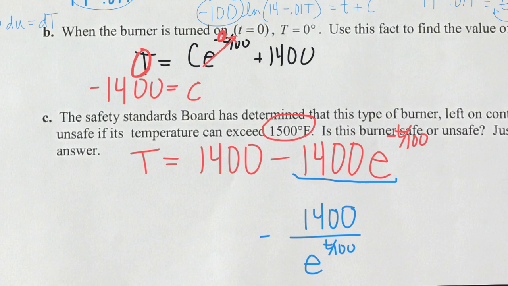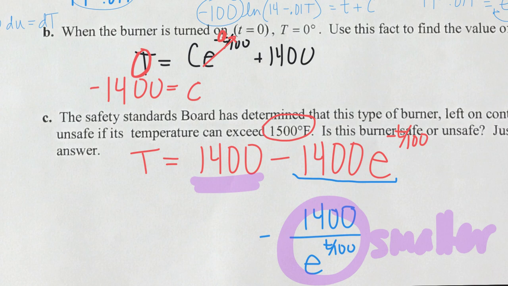Now let's just think about this for a second. E to the t over 100, after 100 whatevers, this is going to be e to the first power, so 1400 over e, and then maybe t is 1000, so that's 1400 over e to the 10th. So your denominator is getting larger and larger, and your numerator is staying the same. So this term is getting smaller and smaller. So it's 1400 minus something that's getting smaller, which means 1400 is going to be the maximum that this is going to reach.